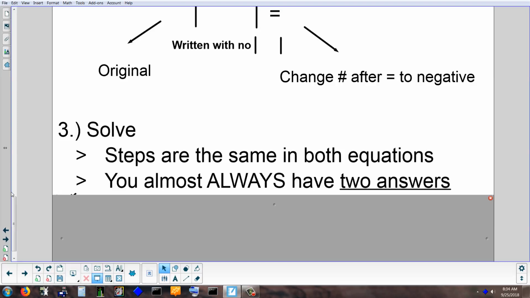You can't just go ahead and solve. You have to have 2. That's one place where people struggle with this. You've got to make sure that you have 2 answers. If you just do the work for one, you're only going to get half credit. You've got to make sure you have 2 answers.